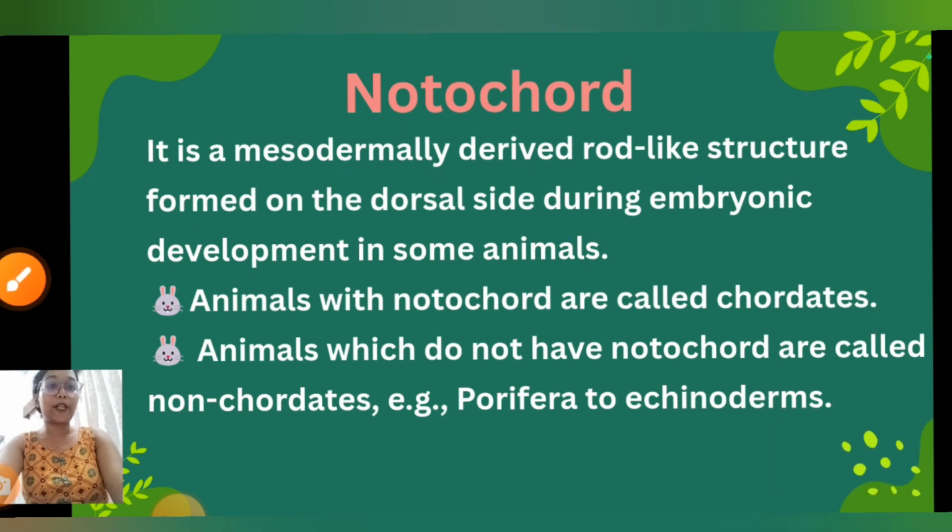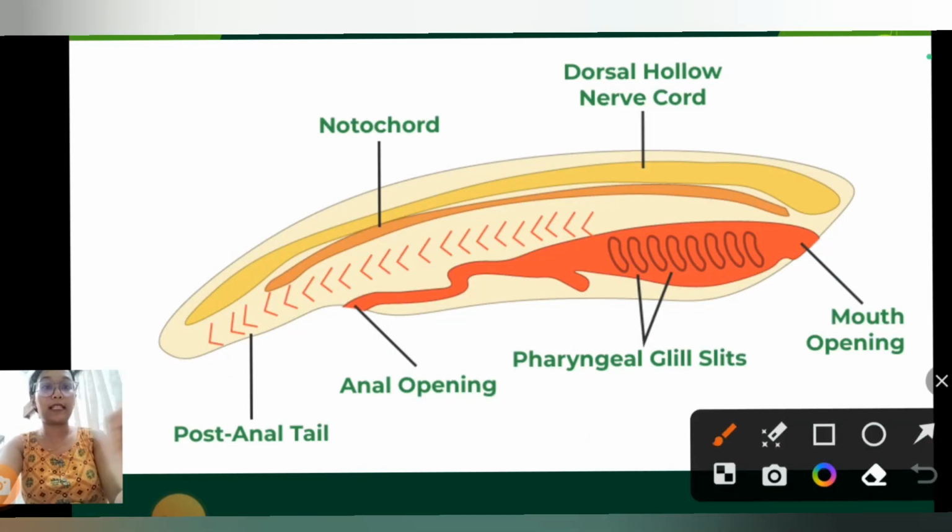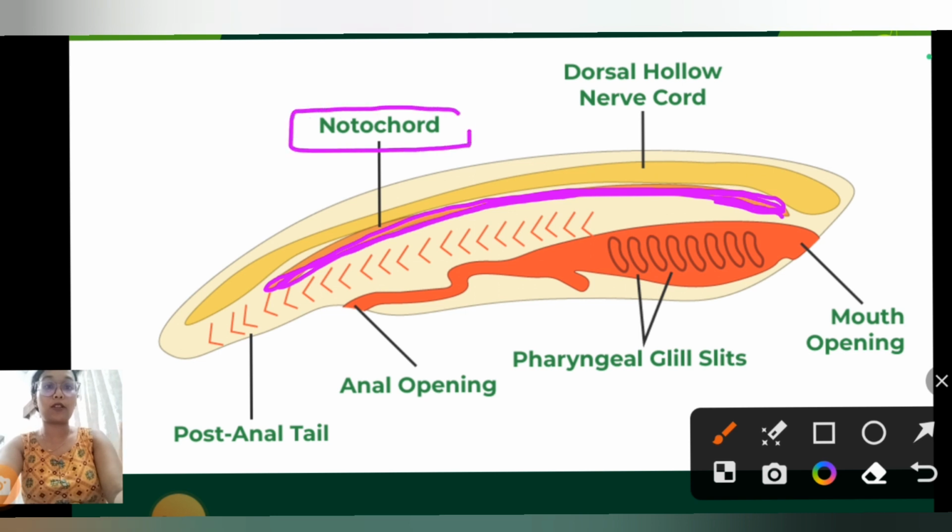So let's see a picture of a notochord. See, this orange colour is your notochord, which is rod-like and present dorsally. This is the notochord, which is present in chordates.